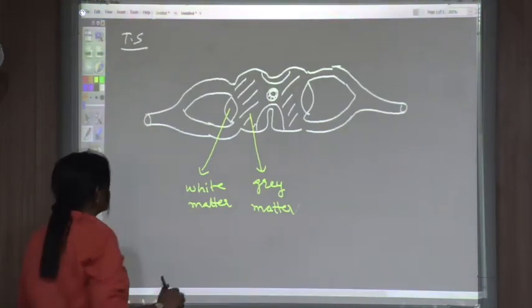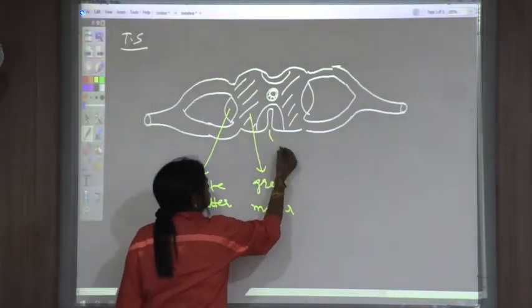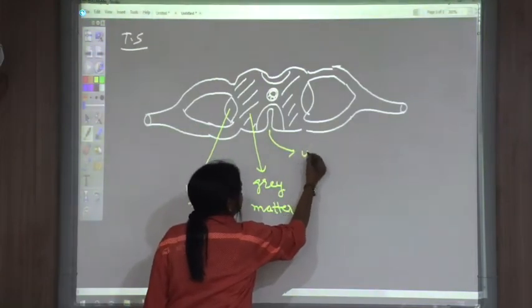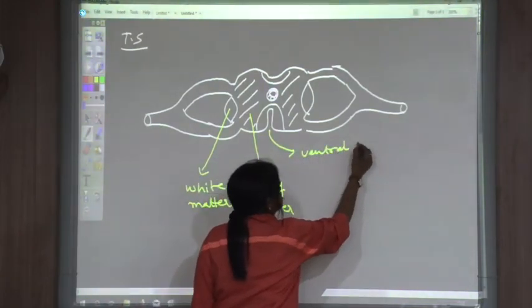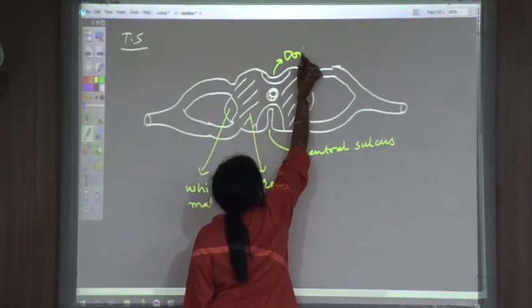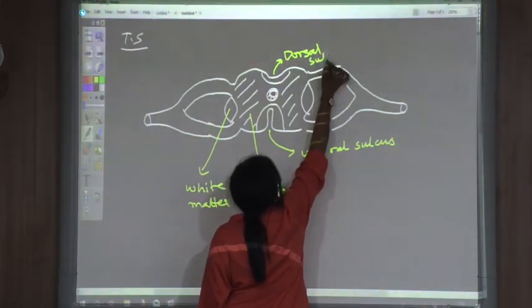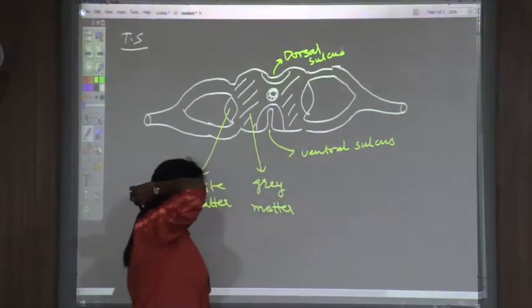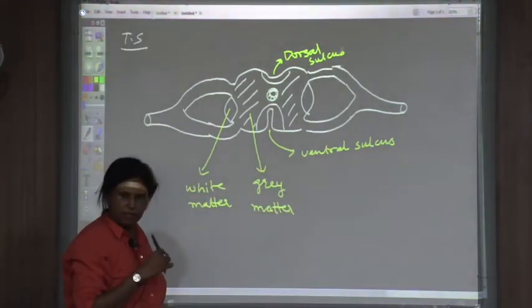Now spinal cord has this deep fissure on the ventral side. This is called the ventral sulcus. Ventral means towards our front, and dorsal fissure is a shallow one. Dorsal means towards our back.